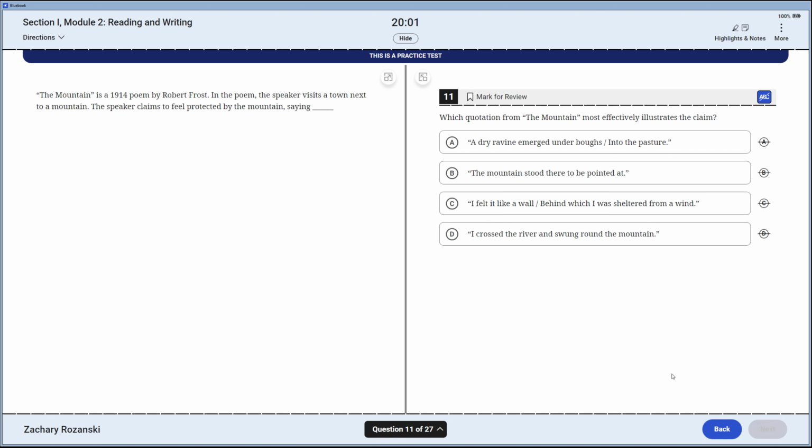What are these questions? All right, back into it. The mountain most effectively illustrates the claim. What's the claim? Feels protected by the mountain. Dry ravine. There's nothing about protection. The mountain stood there to be pointed at. I kind of like that so far.